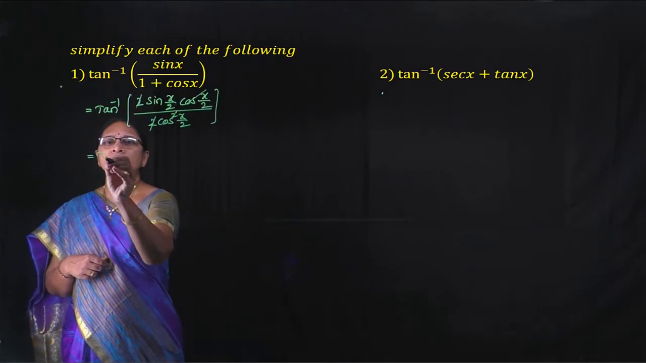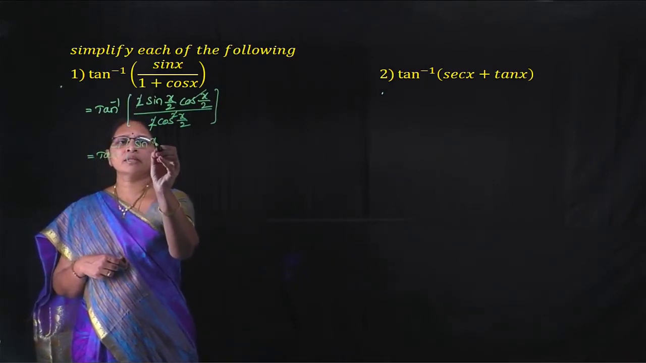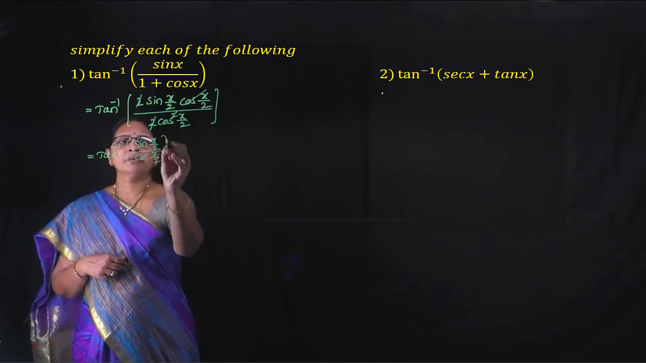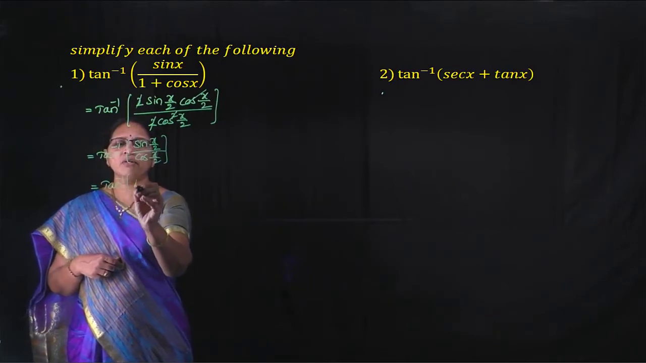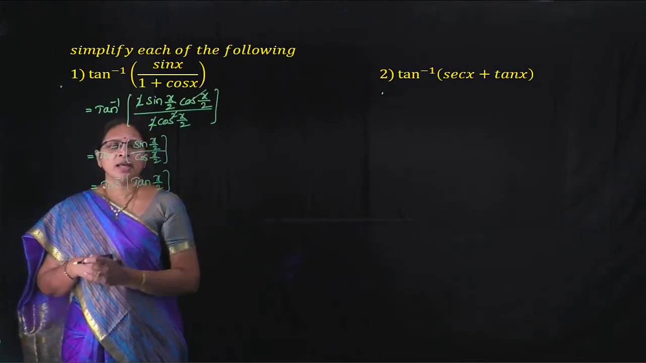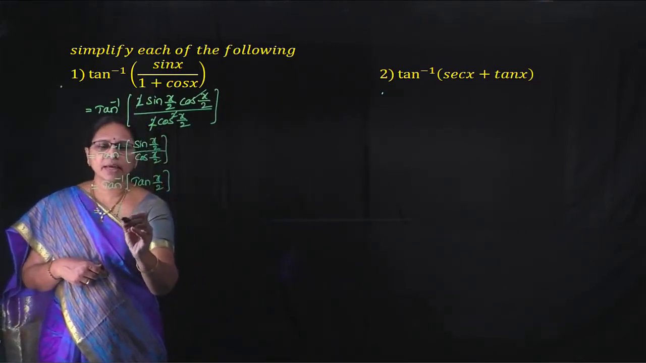That equals tan inverse of sin x by 2 by cos x by 2. Sin x by 2 by cos x by 2, that is tan x by 2. Here tan inverse of tan x by 2. We know that tan inverse of tan x is x, that equals x by 2.